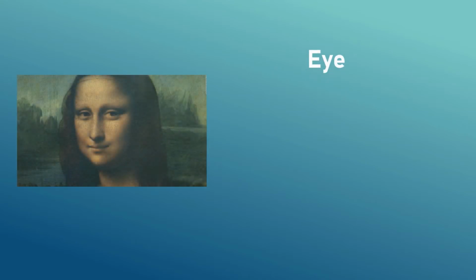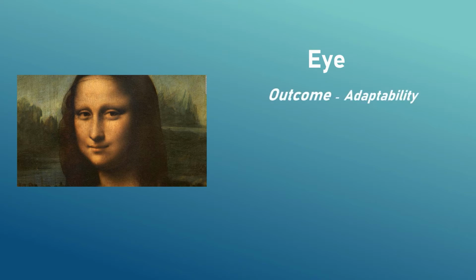The first step is to map the outcome which Da Vinci wanted to achieve to the standard set of outcomes that we have in our database. Her eyes follow the viewer. That is, she looks straight back at us irrespective of wherever we are. Or I would say she adapts to the perspective of the viewer, and hence adaptability is the outcome that Da Vinci wanted to achieve.